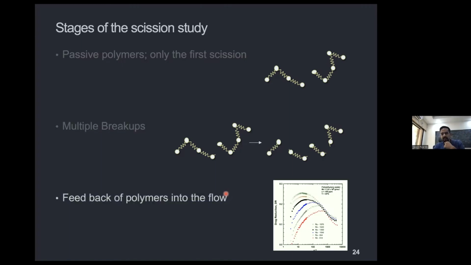And then finally, we look at feedback. So we'll allow the polymers to feed back on the flow and see if we can recover this phenomenon of the loss of drag reduction due to scission.